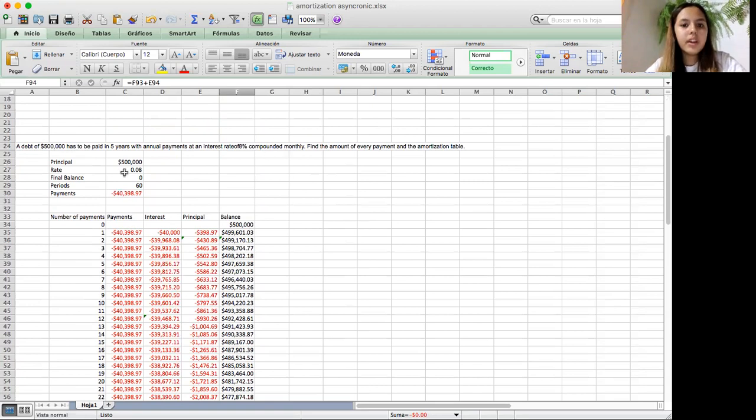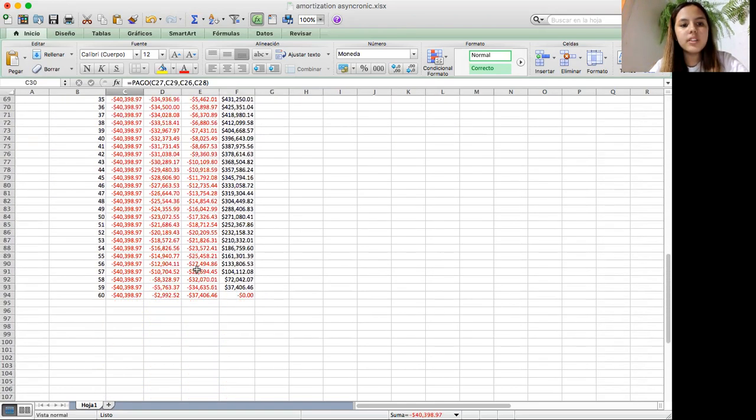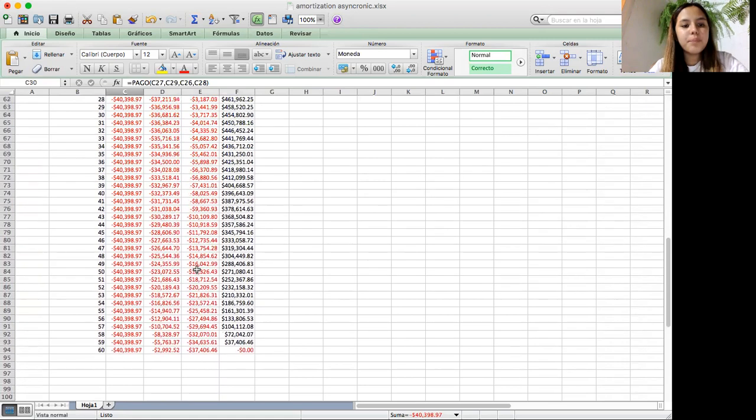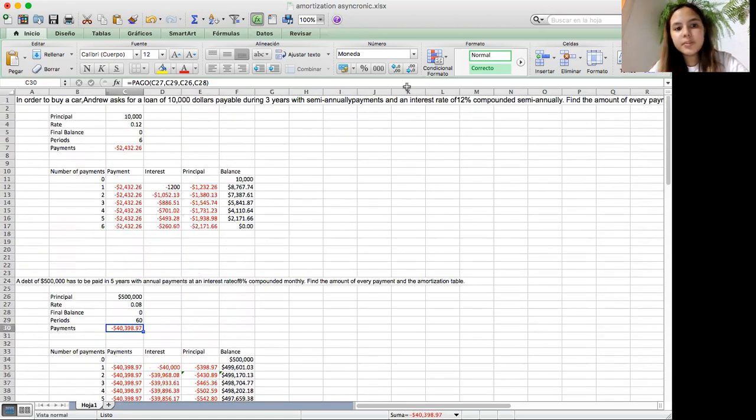So we found every payment, that is 4,398.97, and our amortization table is this, with our 60 periods.